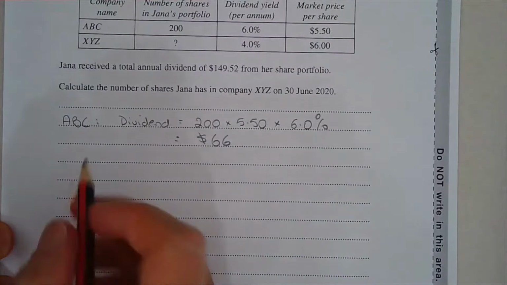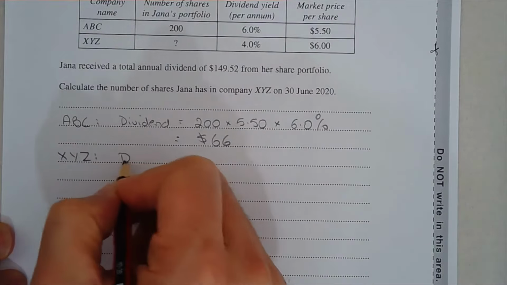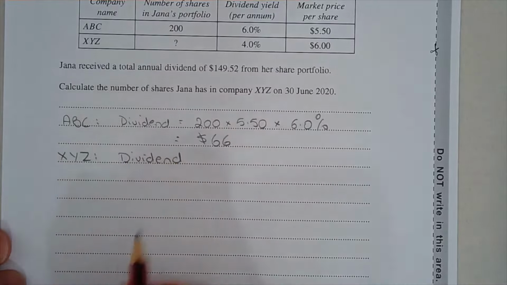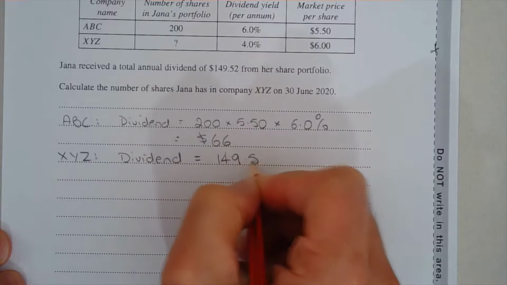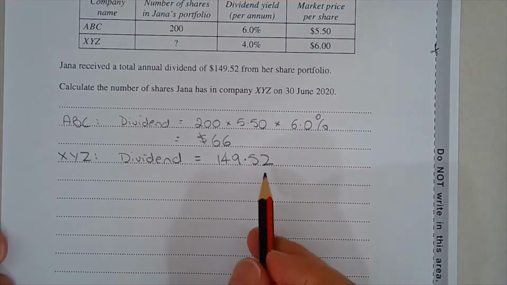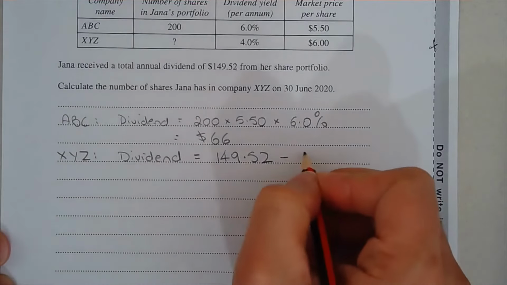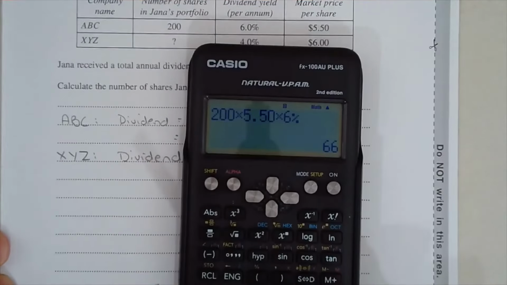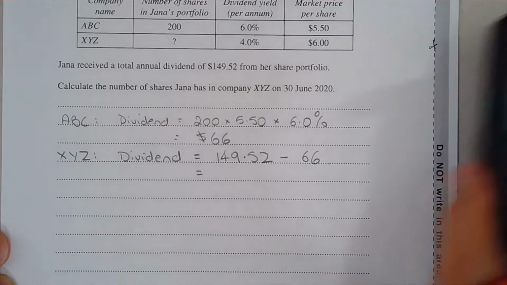Okay, so for XYZ, now there's sort of two parts to this. First of all, to work out the dividend for XYZ, that's going to be equal to 149.52. That's the total dividend, both companies combined, minus what we just worked out for company ABC. So that's $66. So that's 149.52 minus our last answer, and that's 83.52.